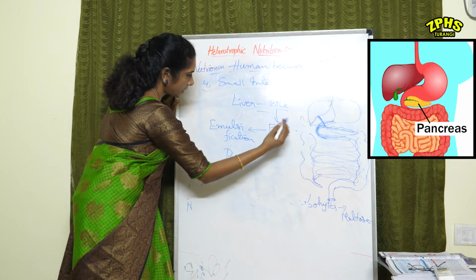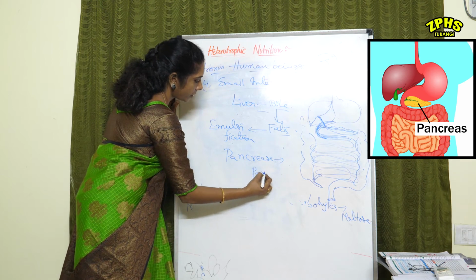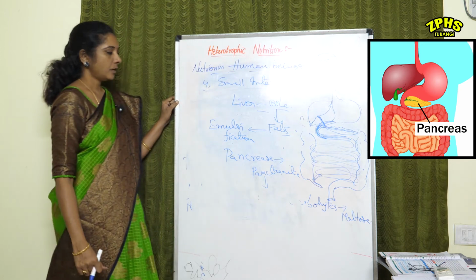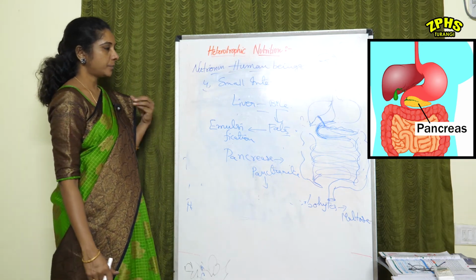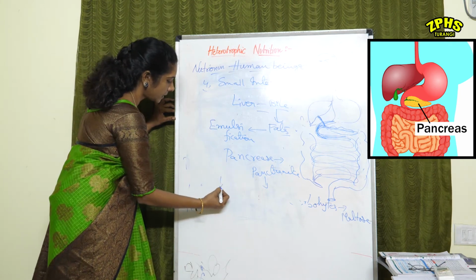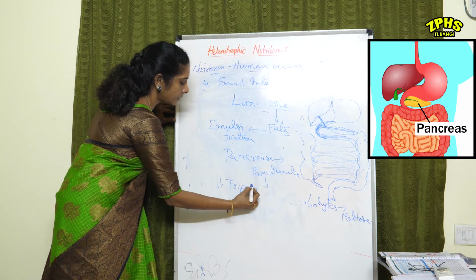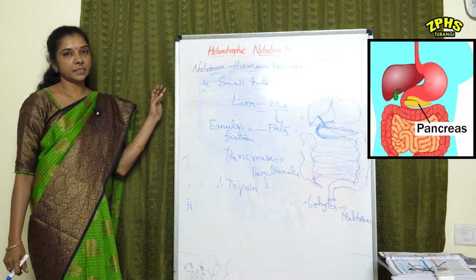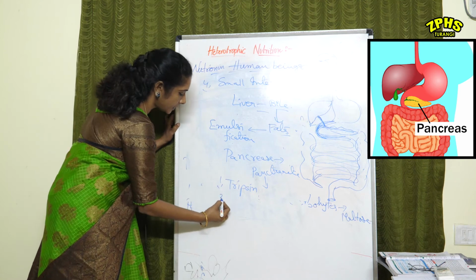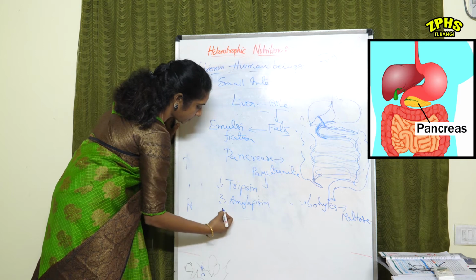This pancreas is a leaf-like structure which secretes a juice called pancreatic juice. This pancreatic juice contains many enzymes which are helpful for the digestion of carbohydrates, proteins and fats. These enzymes, and on which substrate they work and what they form, are very important. The first one is trypsin, the second is amylopsin, and the third one is lipase.